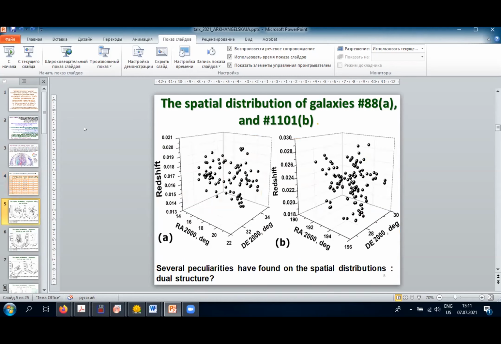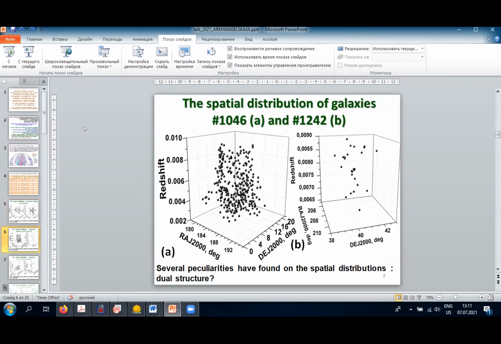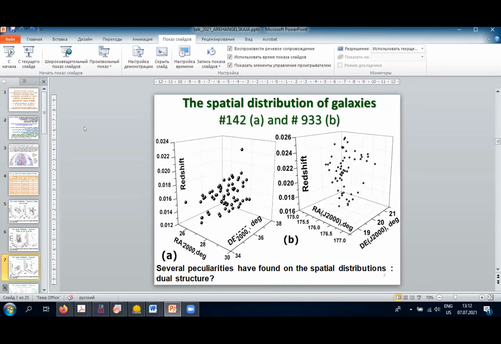When we construct such a distribution, we can see that several peculiarities are found in the spatial distribution. Is it a real dual structure of this distribution or not? So let's see the next slides. These are distributions for clusters 1046 and 1042, and this distribution reveals the same structure. The same structure appears for clusters 142 and 1933.